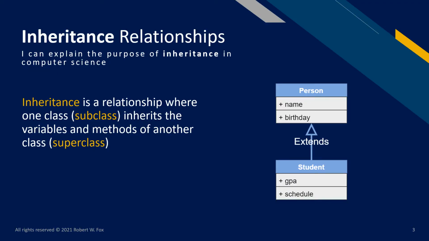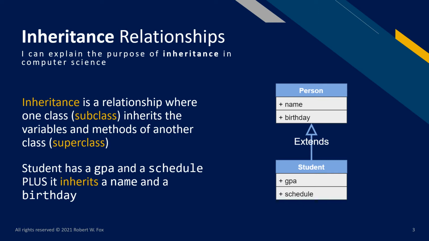Remember from the last lesson that inheritance is a relationship where one class, a subclass, inherits the variables and methods of another class called a superclass. So in this example, which is the same as the example from the previous lesson, we have a person superclass, and a person has a name and a birthday, and then we have a student subclass that inherits the name and the birthday, plus has its own data, a GPA, and a course schedule.